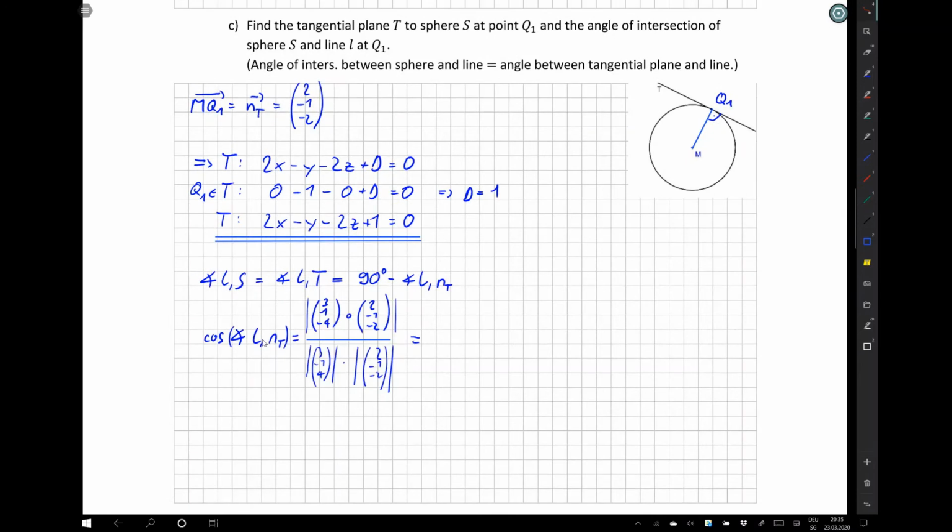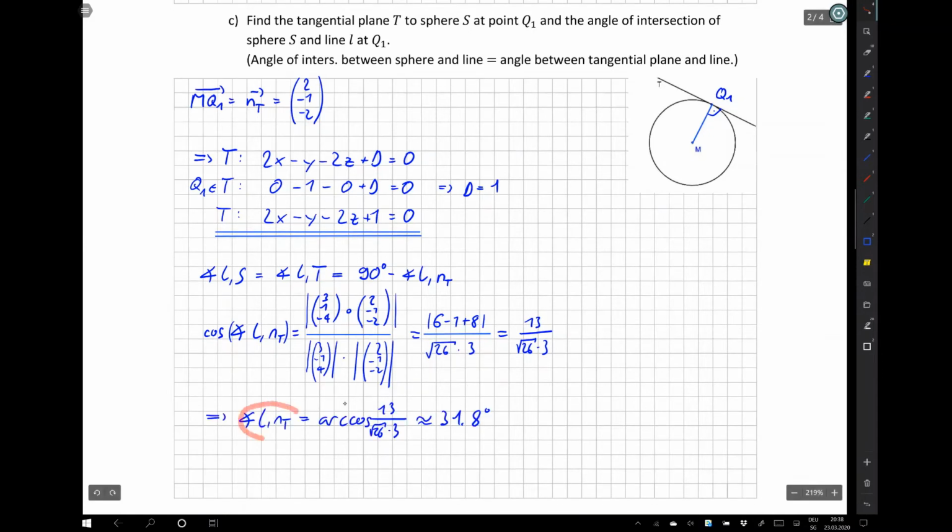Well, the angle between two lines is found as the modulus of the scalar product of the two direction vectors divided by the product of the length of the two direction vectors, and we get that the cosine is 13 divided by square root of 26 times 3. And we get for the angle between the line and the normal approximately 31.8 degrees, and the angle between the line and the sphere is approximately 58.2 degrees.